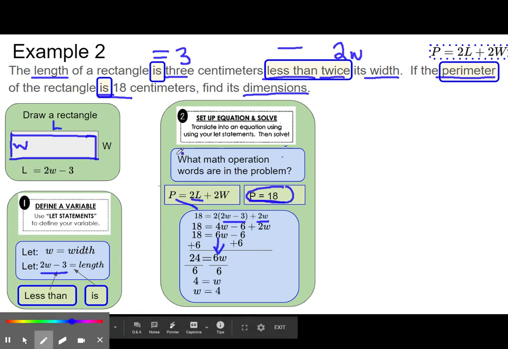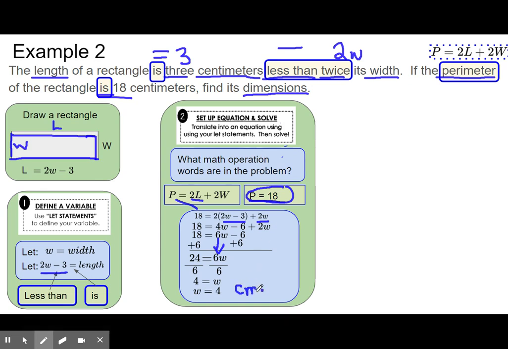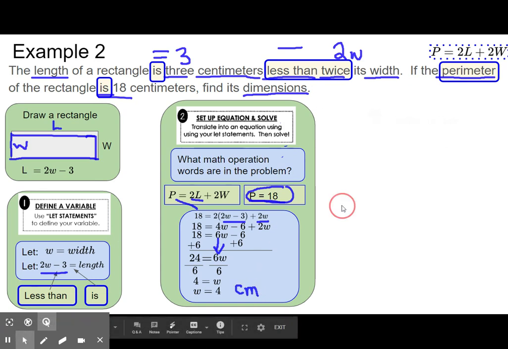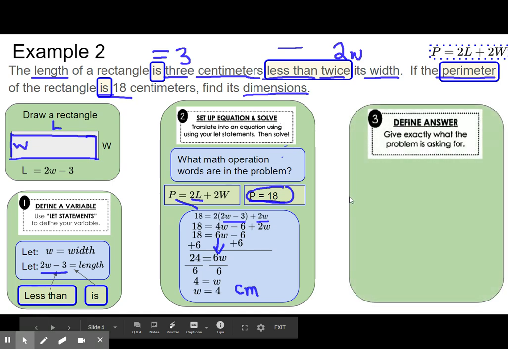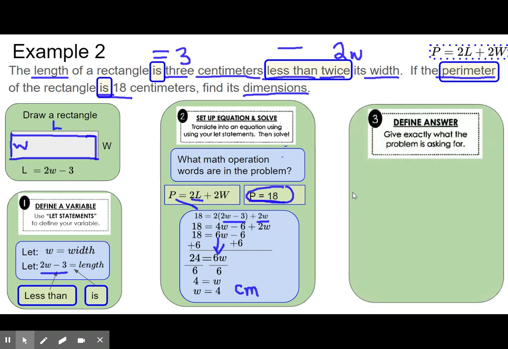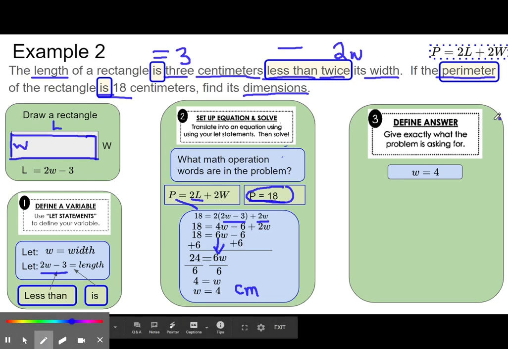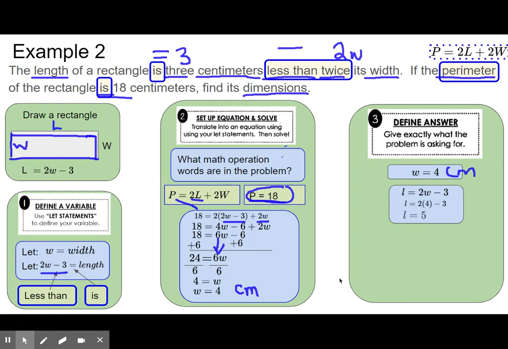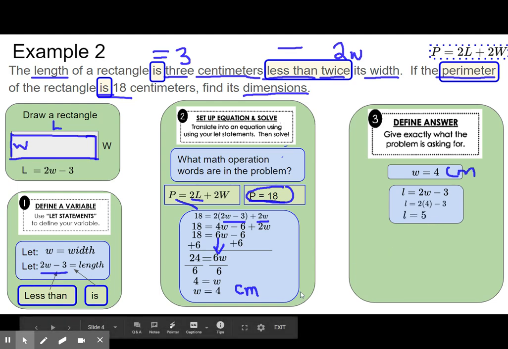My width is 4. Don't forget your units, 4 centimeters. All right. Define your answer. Give exactly what the problem is asking for. My problem was asking for dimensions. Dimensions means length and width. I've got my width. My width is 4 centimeters. My length is twice that. It's minus 3. So 2 times 4 minus 3. My length is 5 centimeters.